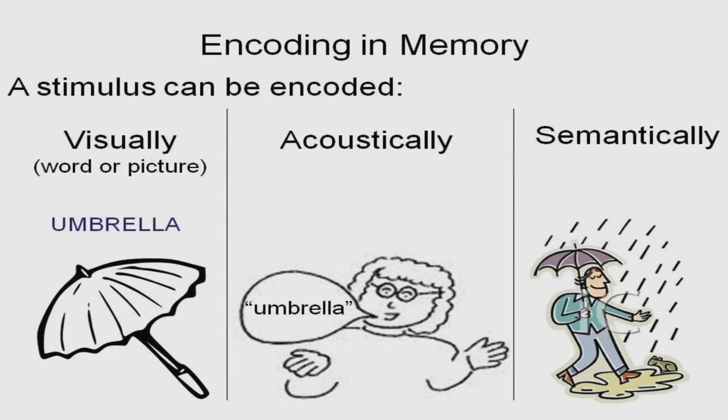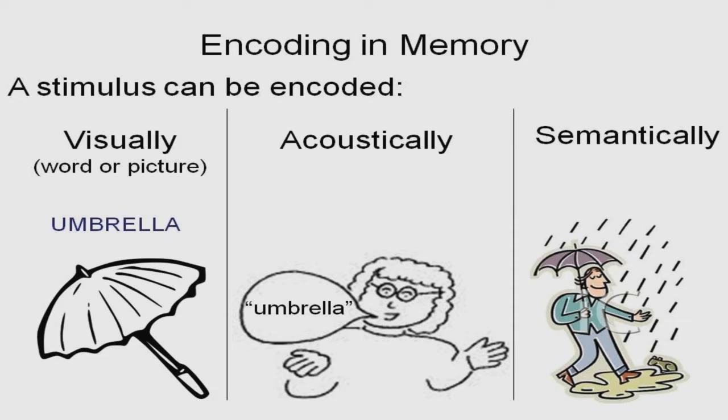So just a few words about encoding in memory. A stimulus can be encoded in a variety of ways. So, for instance, you think about a stimulus, the written word umbrella. You can have a visual image of the written word. You can also have a pictorial image of an umbrella.